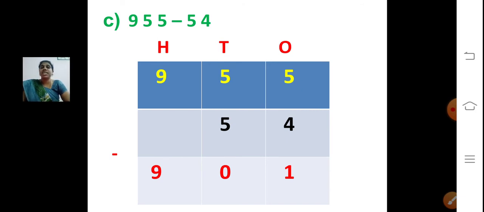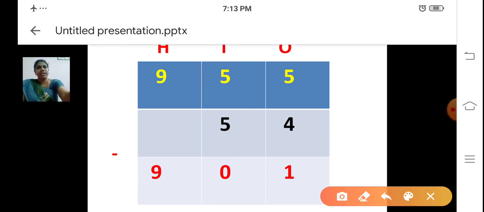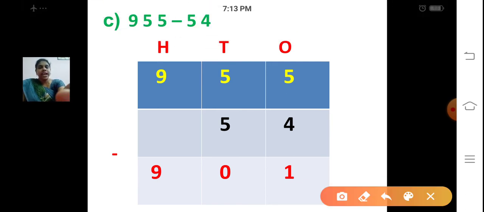955 minus 54. If you have the book with you, you can write it in the book itself. No need to write in the notebook. So now the third sum, C, 955 minus 54. See here in the book, you have to write down the numbers in the exact places. So first, let's write the numbers in the exact places. 955: 5 in the ones place, 5 in the tens place, and 9 in the hundreds place.